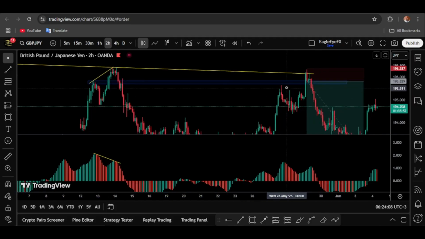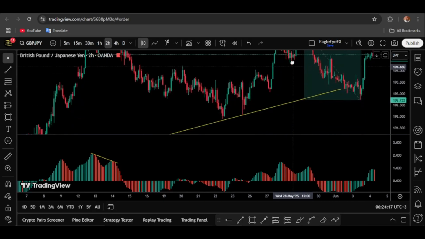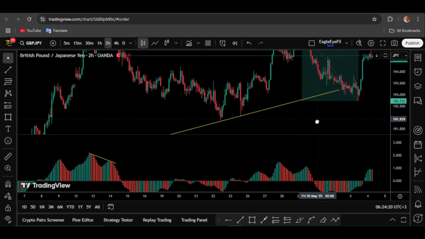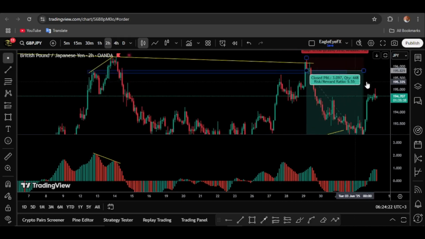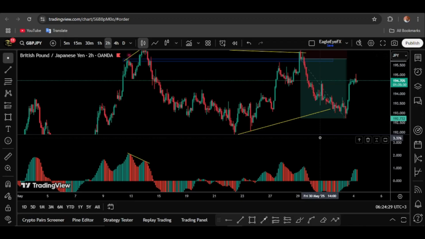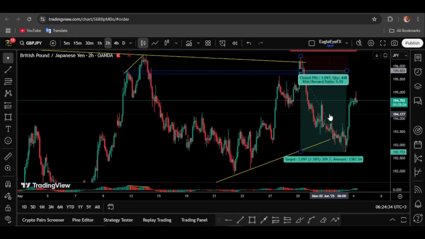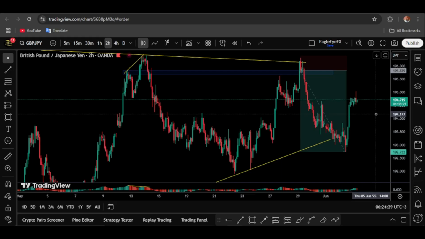Then I waited for my confirmation. Once I got my confirmation, this is where I entered the market. I placed my stop loss just above the wick over there, and I was targeting this low over here. As you can see, it really did play out massively. You can see around 310 pips. This is GBPJPY, and that was a clean trade. We had a clean 5.55%. So let me show you another example.